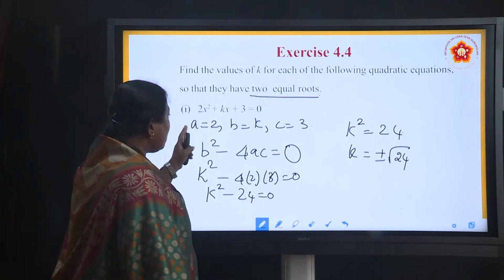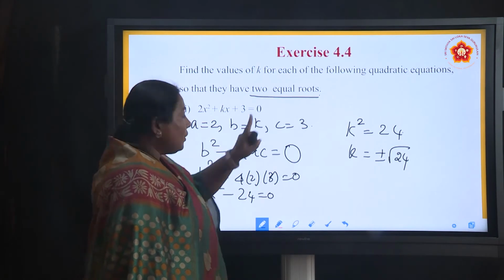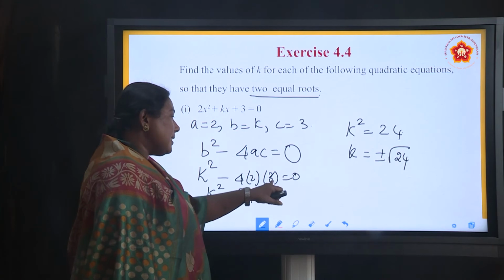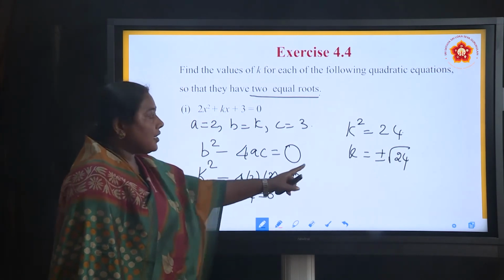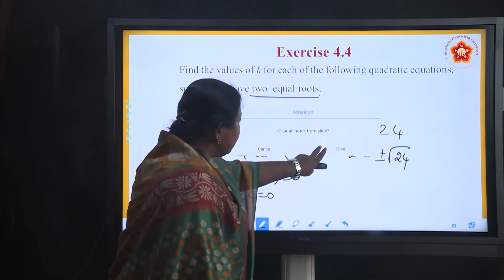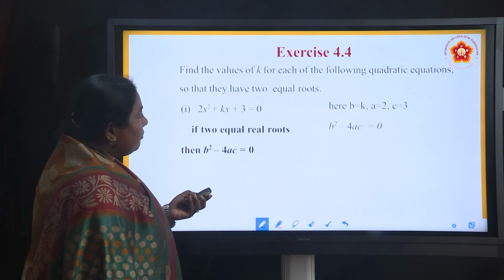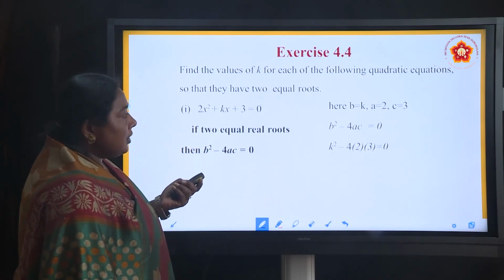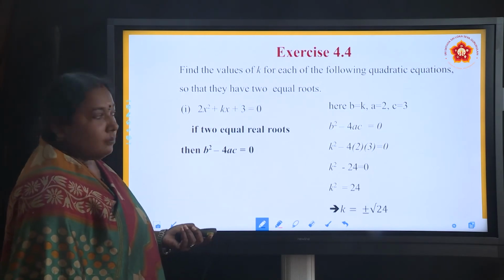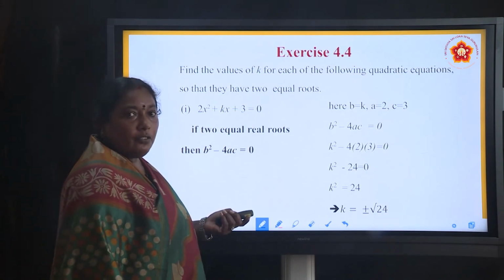So what we did, we wrote what is a, b, c and we wrote the condition for the given value. Then we substituted b as k, a as 2 and c as 3. We got the answer k is equal to plus or minus root of 24. So the same thing. If b is equal to k, a is equal to 2, c is equal to 3, we get the answer as k is equal to root of 24. Sorry, I said 23, sorry for that. It is plus or minus root of 24.